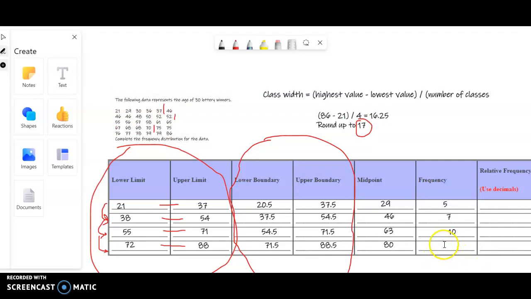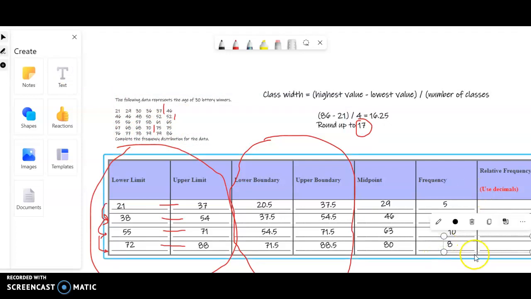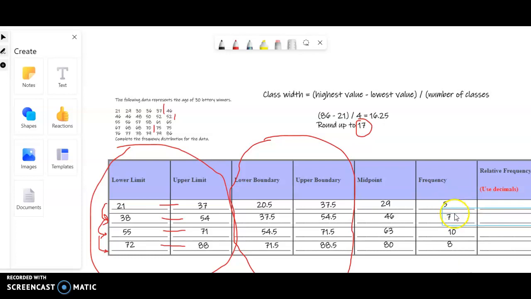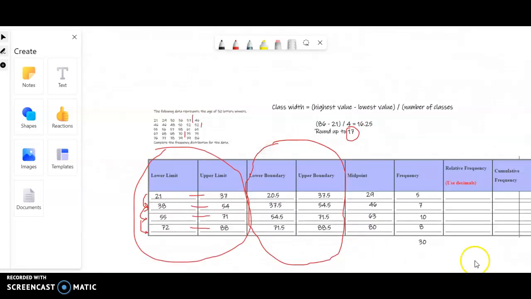And I always like to total these because I'm going to need that number next. So 5 plus 7 plus 10 plus 8 is 30. I'm getting just a total of 30 numbers here. And I like to go back through and make sure that I do have 30 numbers. So it looks like I have 6 numbers in each row, and it looks like I have 5 rows, so 6 times 5 is 30. So far, so good? Okay.